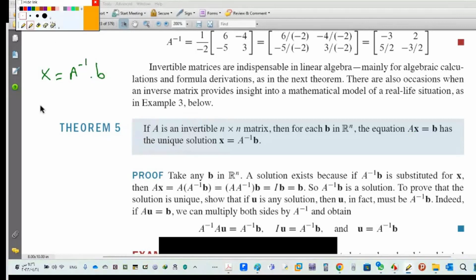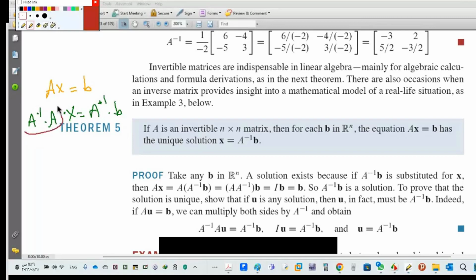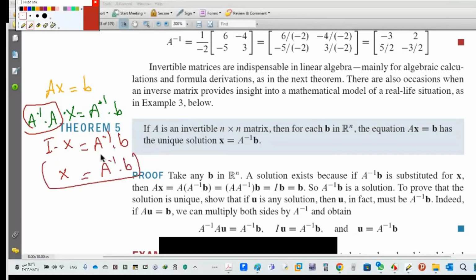Multiply both sides with A minus 1. AX equal B, so multiply both sides with A minus 1: A minus 1 with A with X equal A minus 1 with B. A minus 1 with A is I, so I with X equal A minus 1 with B. I with X is X, so X equal A minus 1 with B. This is the proof.